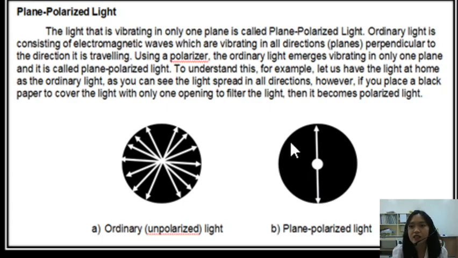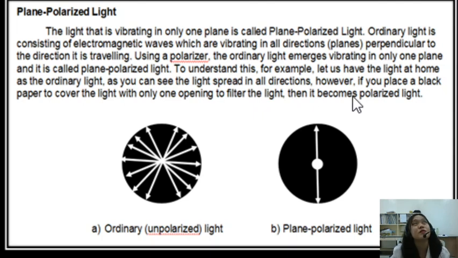Okay, so to understand this, for example, let us have the light at home as an ordinary light. Okay, so as you can see, the light is spread in all directions. So, for example, yung ilaw ngayon, diba, nasa lahat ng direction siya, hindi naman pwedeng magkailaw ka na straight lang ang line ng light, diba? Okay. So, example natin yan. So, yung ilaw sa bahay ninyo. So, spreading in all directions yung kanyang electromagnetic waves. However, if you place a black paper to cover the light, with only one opening to the filter, to filter the light, then it becomes polarized light.